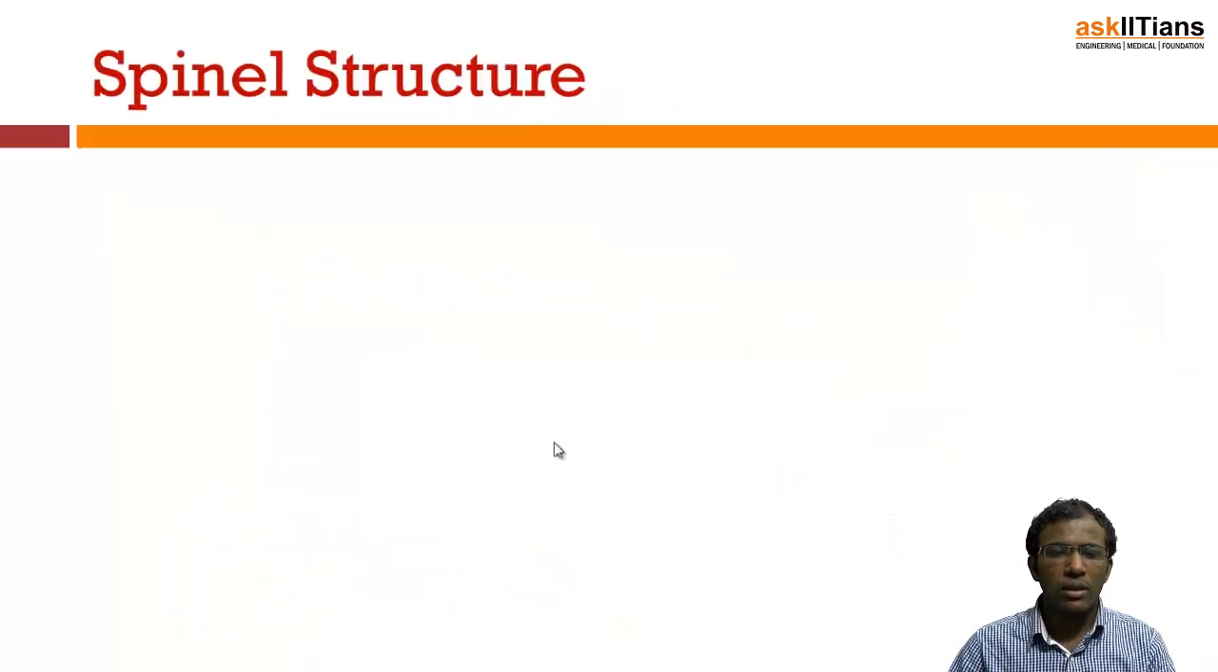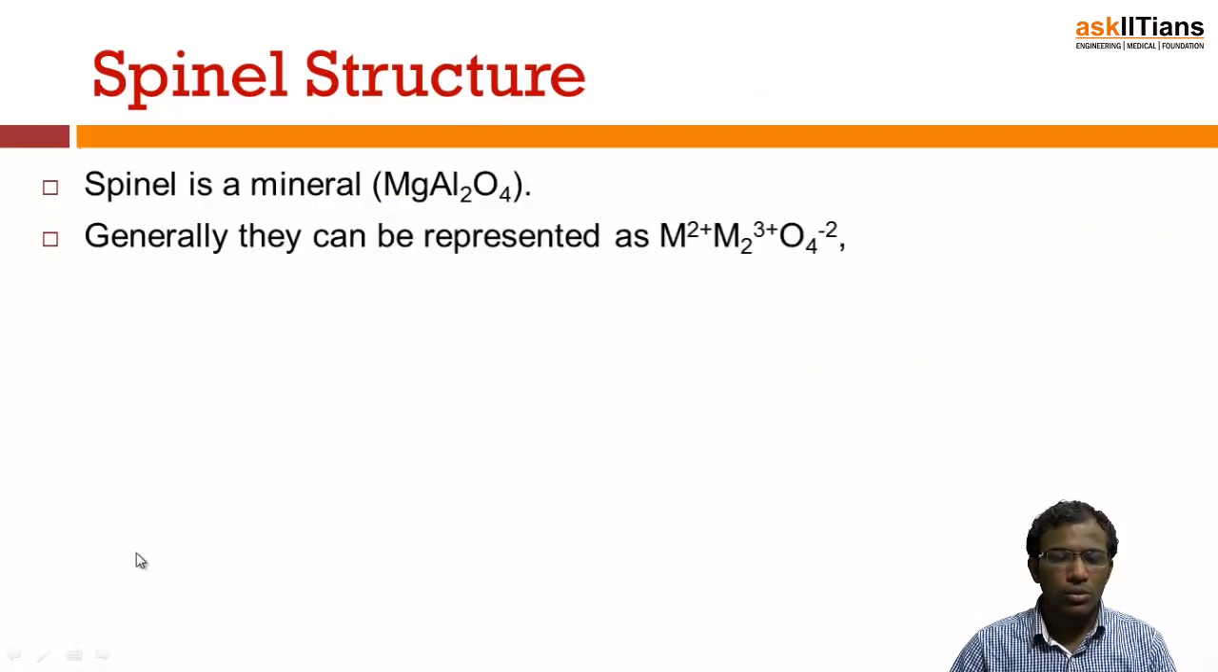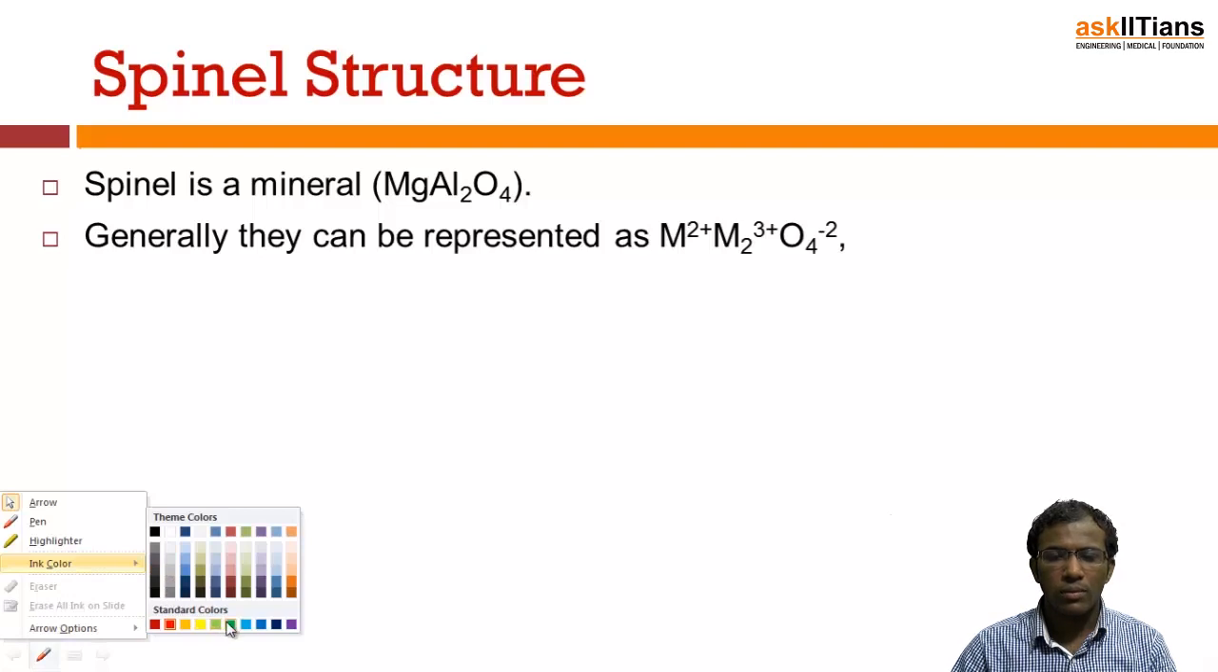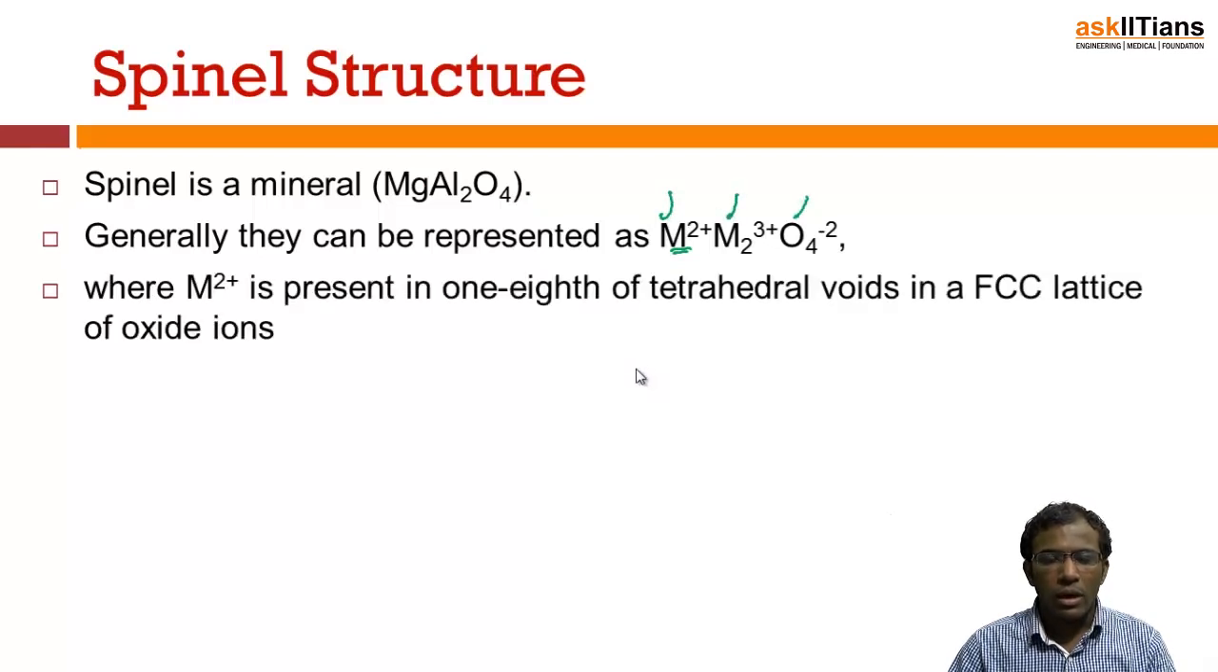And let's go to the last type of structure, that is the spinel structure. Spinel is a mineral which is MgAl2O4. Generally they can be represented by this formula, where this is bivalent, this is trivalent, and this is oxide. And here we have to know the positioning of ions, positioning of cations as well as anions.